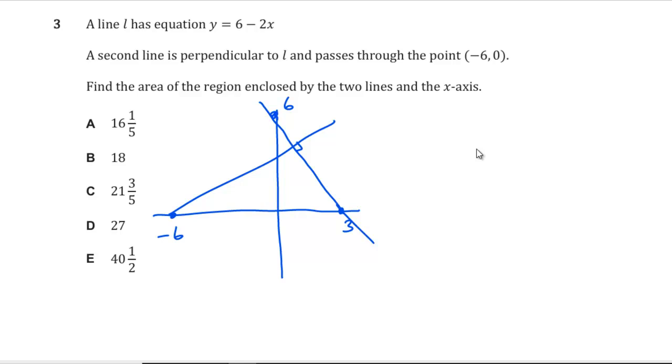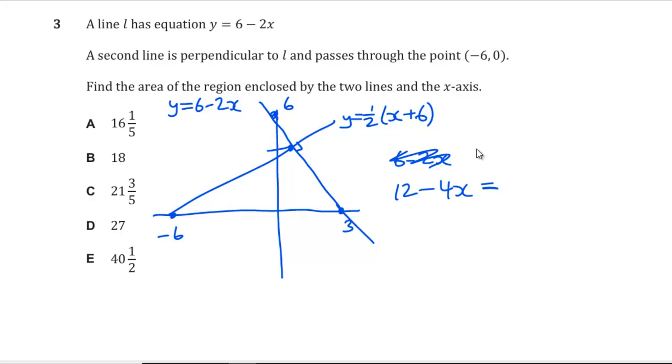So this is our y equals 6 minus 2x. So this one is going to be y minus 0, and its gradient will be a half, so a half of x plus 6. So I need to get the y value here, don't I? And then I'm all set up. So that is going to be, well, let's say 6 minus 2x. Actually, I'll double that. 12 minus 4x is equal to x plus 6.